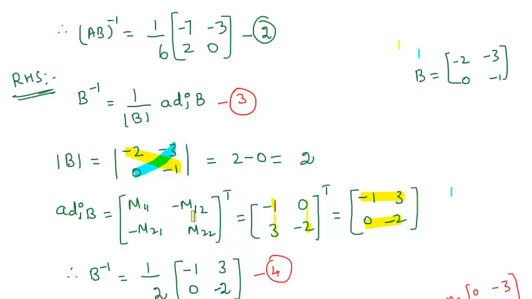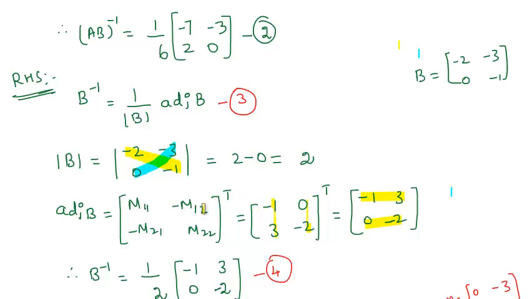So M11, minus M12, minus M21, M22, and then finally you have to take a transpose. For calculating the M11, you have to eliminate the first row and first column. What is the remaining element? The remaining element is -1. That is your minor of M11.